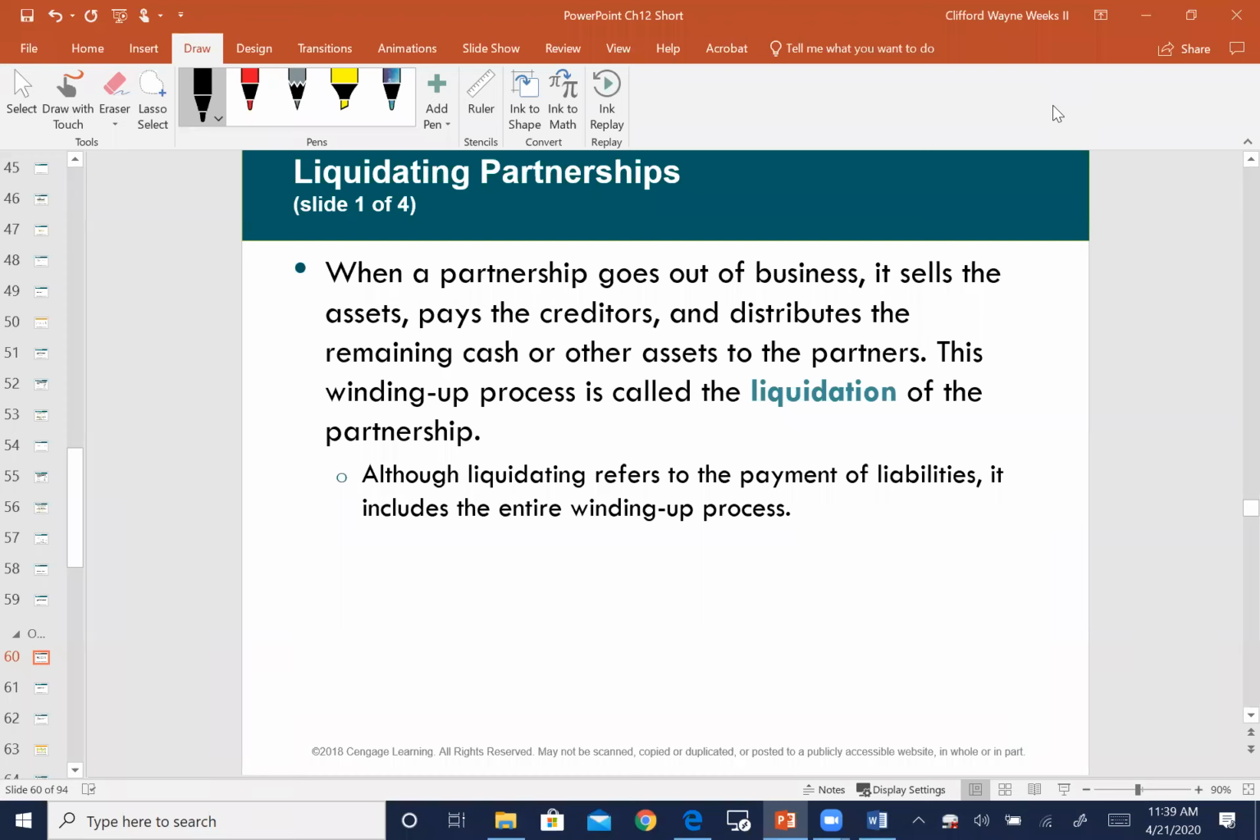So when a partnership goes out of business, it sells all the assets, it pays all its creditors, and then distributes whatever's left. What's great about this, at the beginning of the semester, we started off talking about the accounting equation. Well, we're back to the accounting equation again. What we're going to do is convert all those assets into cash. We're going to use that cash to pay off our creditors. And in the end, everything balances.